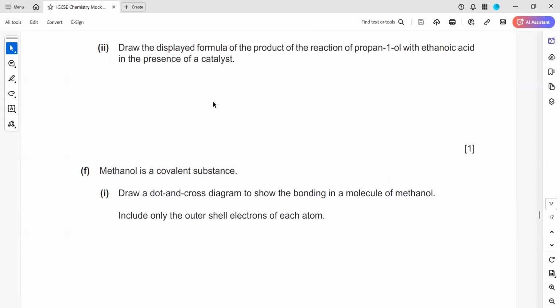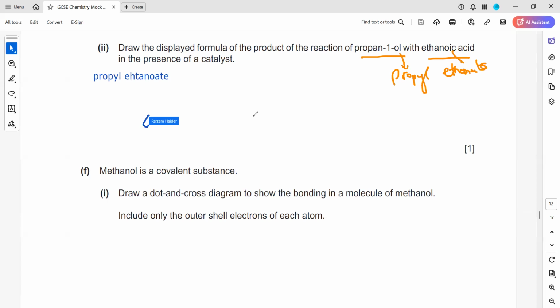Draw the displayed formula for the product when propan-1-ol reacts with ethanoic acid. When an acid reacts with an alcohol in the presence of a catalyst, sulfuric acid, it will form an ester. Which ester will it form? The first name of the ester is always from the alcohol, so propyl, and the second name is from the carboxylic acid, ethanoic acid. So it will be propyl ethanoate.